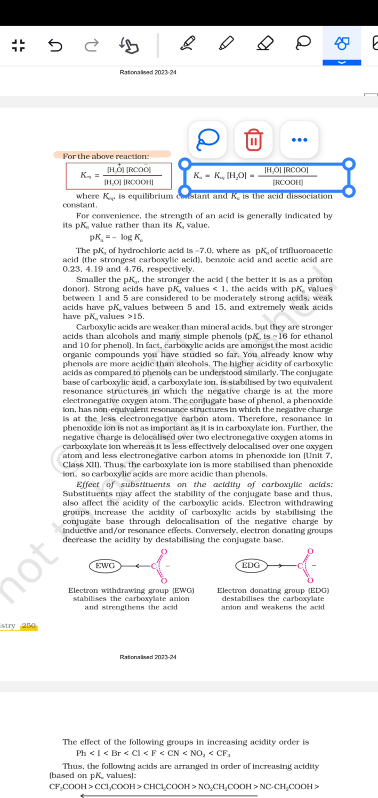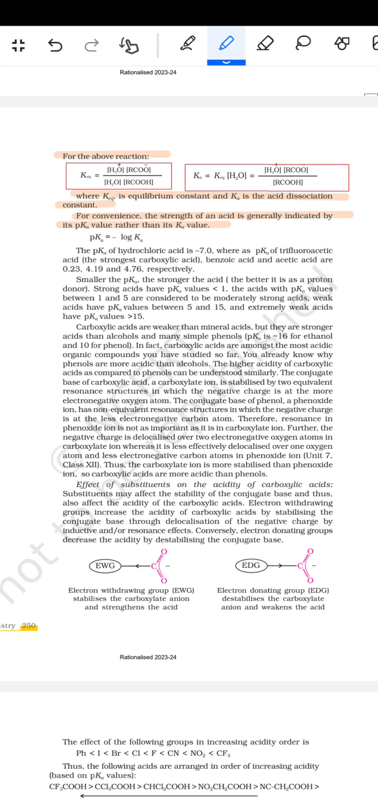फिर आता है K इक्विलिब्रियम H3O प्लस R-COO⁻ और R-COOH बन जाता है। Here K is the equilibrium constant and Ka is the acid dissociation constant. For convenience, the strength of an acid is generally indicated by its pKa value rather than the Ka value. pKa is equal to minus log of Ka.